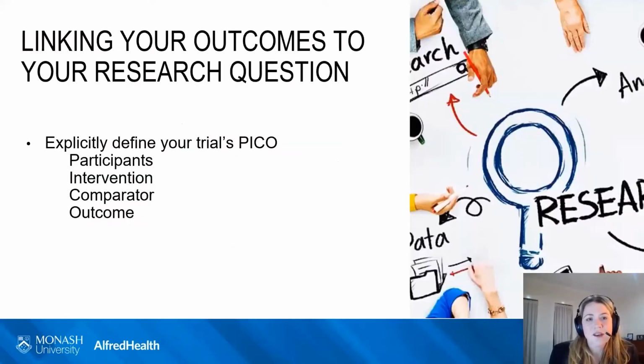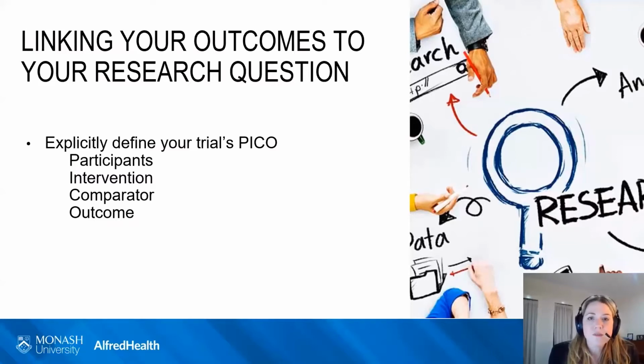Okay, so linking your outcomes to your research question, this is probably the most important thing. Clinical trials should answer important questions. Of course, importance is always a matter of perspective. The research questions that I think are important might not be important to others. But in my mind, important trials are those that resolve clinical dilemmas. They change clinical practice. And so ultimately, they improve the quality of life for people who need neuro rehab.